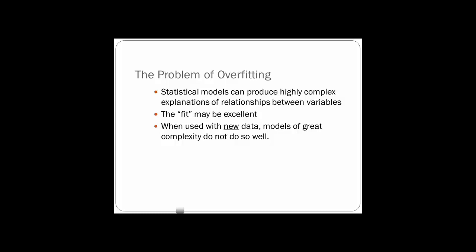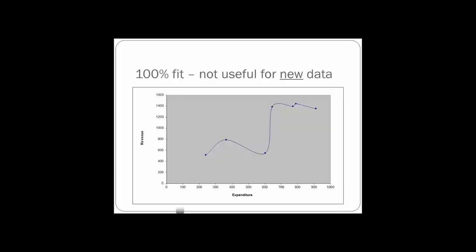But the problem arises when that fit is too good, and instead of fitting the signal in the data, oftentimes the noise in the data is also fit on top of that, which is something that we want to avoid, because when new data is brought in and used on the model, the noise tends to drive the prediction, which can lead to very poor performance. An example of this can be seen here with these 7 data points comparing expenditure to revenue.